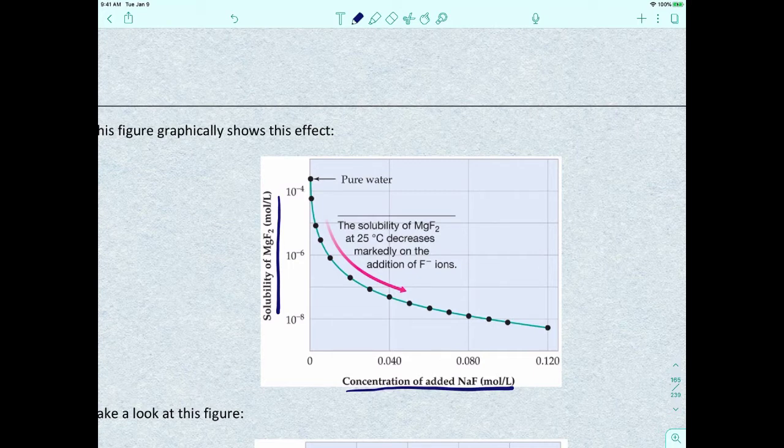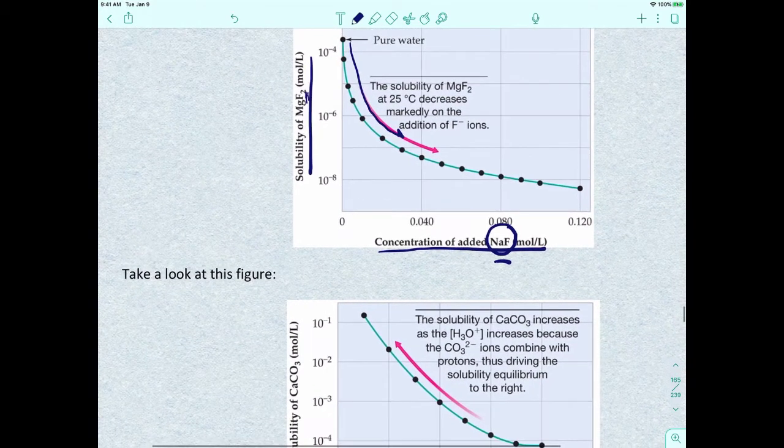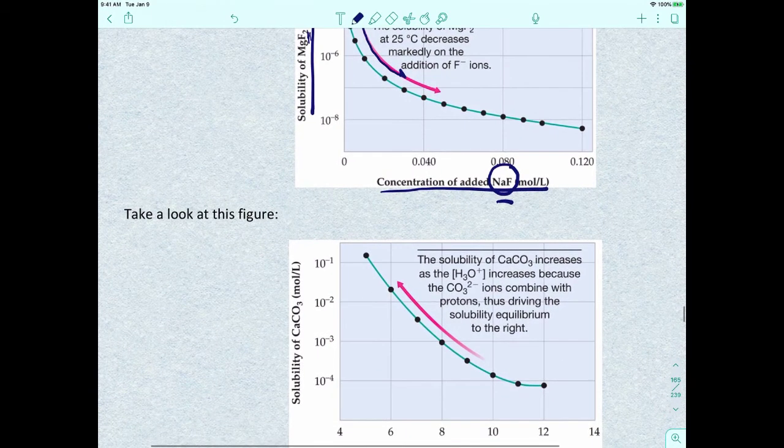So as we keep adding more sodium fluoride to the mixture, the solubility of magnesium fluoride is decreasing, because as you keep adding more sodium fluoride, you get to the point where you can't add as much magnesium fluoride. As long as you keep adding a common ion, that is definitely affecting the solubility. As you keep increasing the concentration of sodium fluoride, you're decreasing the solubility of magnesium fluoride.